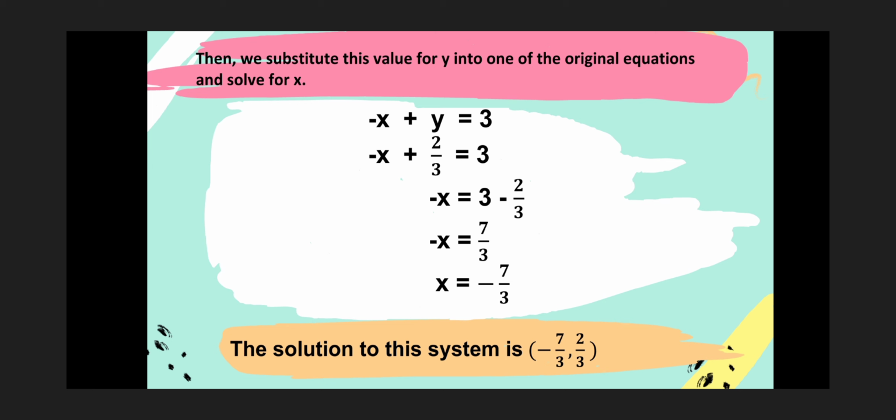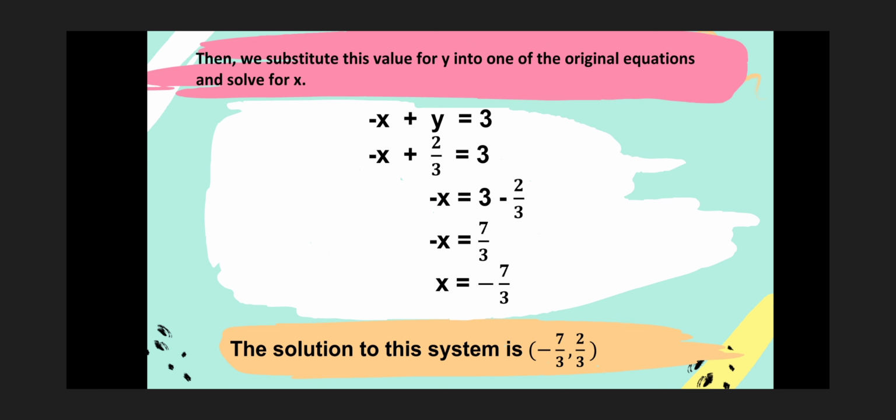So, the value of x is naka-negative siya, di ba? So, multiply natin both sides by negative 1. So, the value of x is negative 7/3. So, the solution to the system is, yung x natin is negative 7/3, then yung y kanina is 2/3.